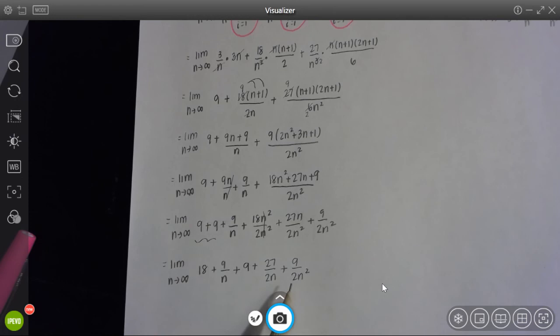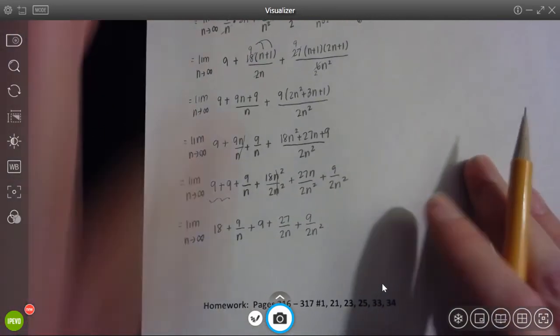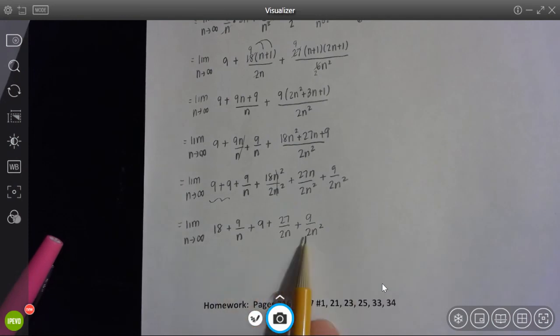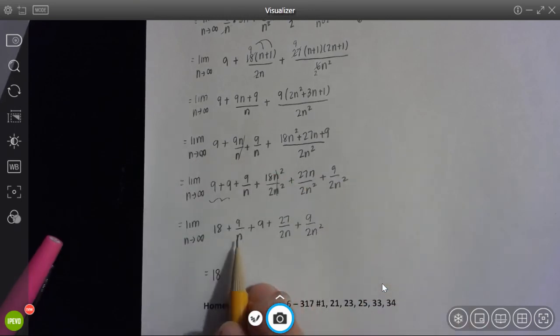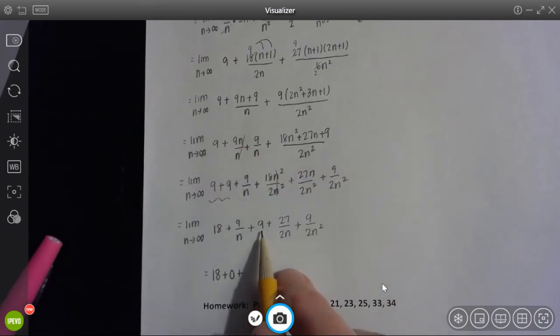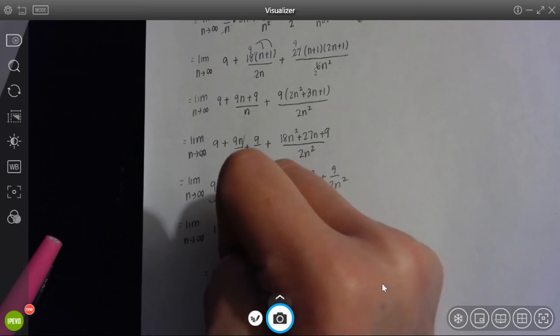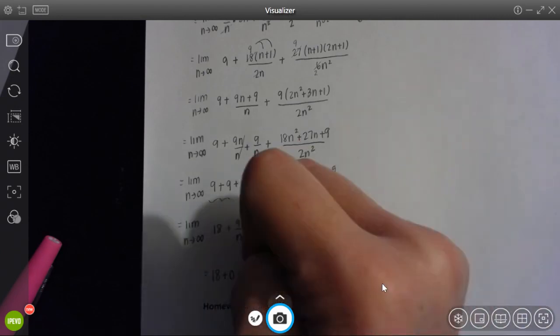And now that I've cleaned things up a little bit, you can combine the 18 and the 9 if you want to, but I'm just going to go ahead and take the limit as n is approaching infinity of each one of these fractions. So limit as n is approaching infinity of 18 is just 18. Limit as n is approaching infinity of 9 over n goes to 0. Limit here as n is approaching infinity is just going to be 9. And then these two both have variables in the denominator, so both of these are just going to go to 0.